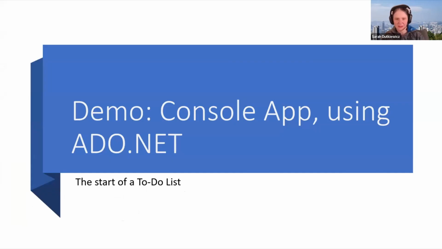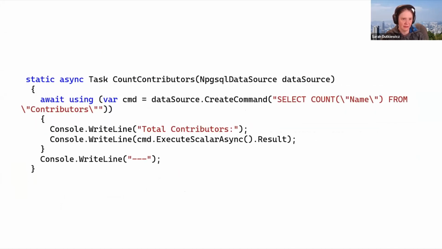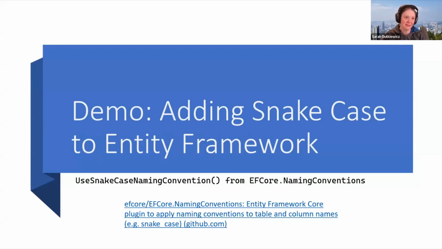So we looked at the console app for ADO.NET. Saw the code for that. We did the demo of pgAdmin and what's going on with the tables. We talked about needing the double quotes, or in our case, using EF Core's naming conventions to make our life a lot easier. So we added snake case to Entity Framework using EF Core naming conventions.